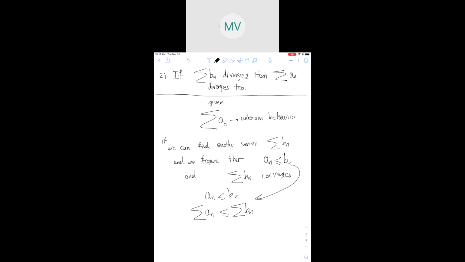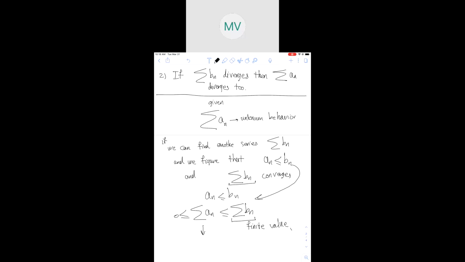Now, what's the condition? We already know sigma b sub n converges. That means the summation is a finite value. And since the terms are all non-negative, this sum is bigger than or equal to 0. Well, you have a number that is bounded by 0 and a finite value. So what's the conclusion about the unknown series that we started off with? Do you think it converges or diverges? It converges.